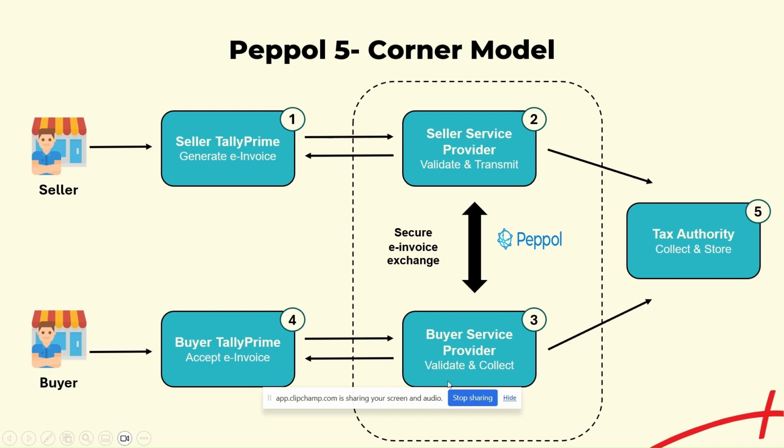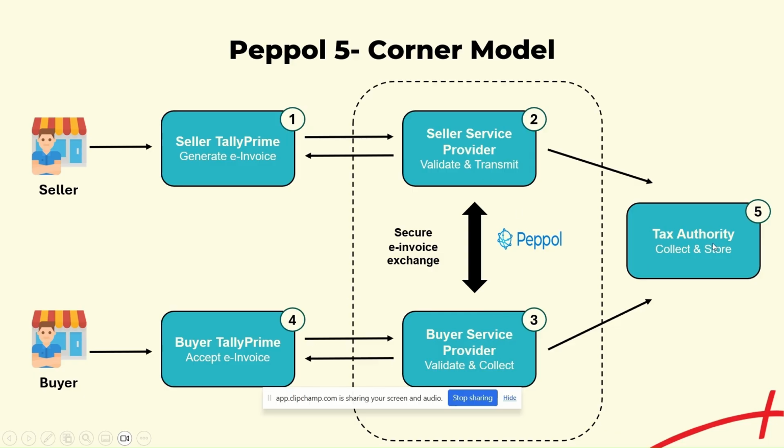Okay, that is the third corner, and this customer's ASP will send that information to the customer, that is the opposite side customer, and they will accept the invoice. Once the acceptance is done, both the ASPs will send the tax invoices to the tax authority. This is how it works. So 1 to 2, 2 to 3, 3 to 4, and 2 and 3 together to 5.